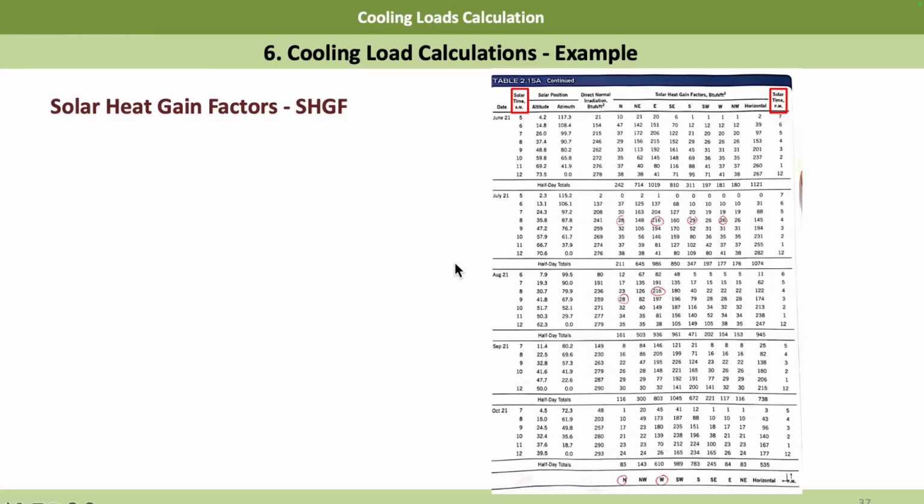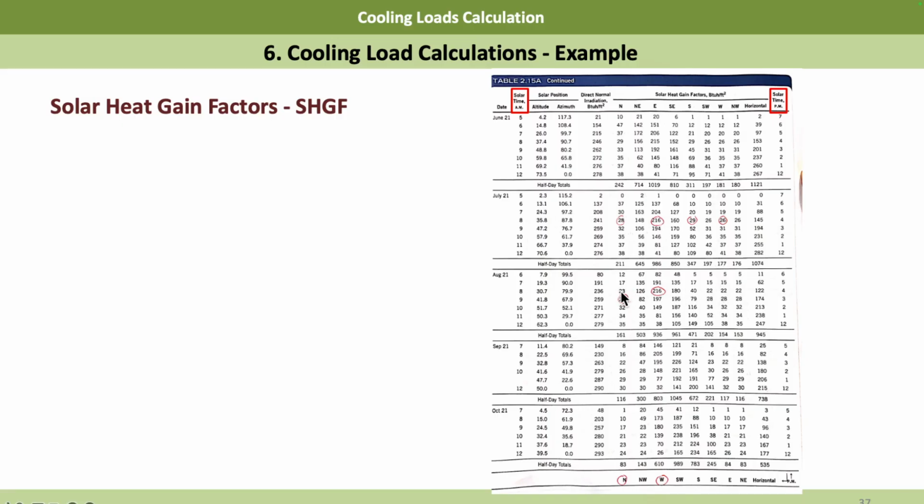Let's switch. Okay, right here it is large. You can see clearly. So the month is August, and the daytime is 4 p.m. So you can find from this row. Okay, this row, August 4 p.m., and north, east, south, west you can find from the column.